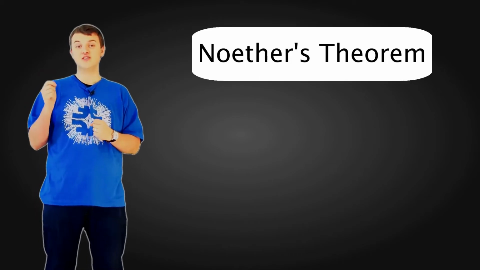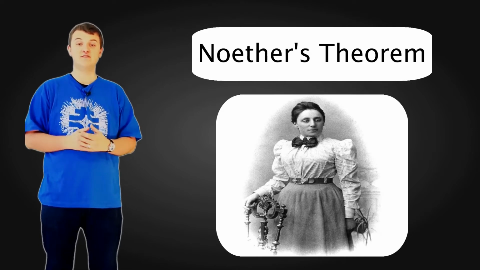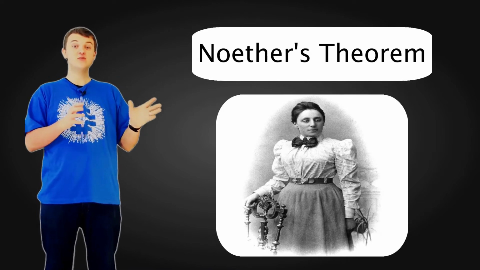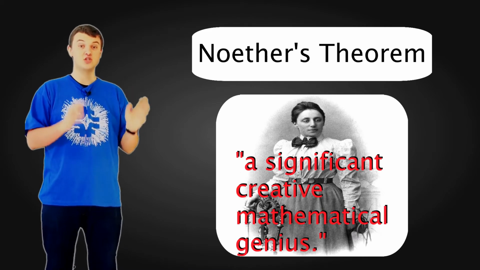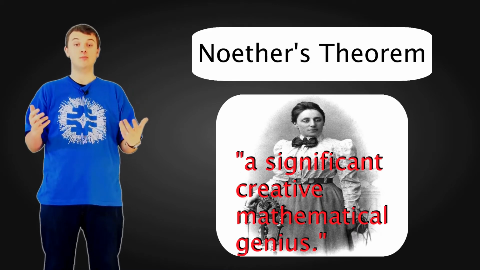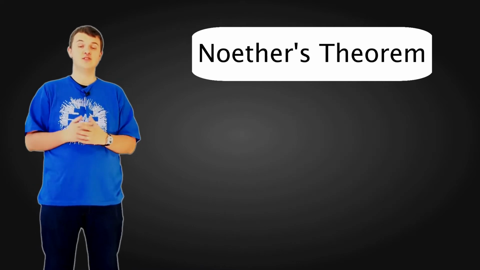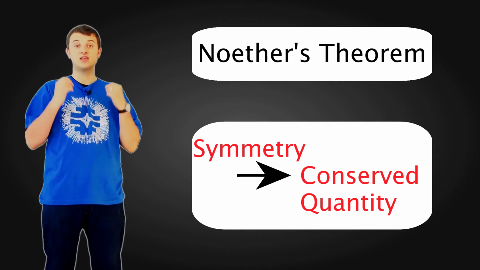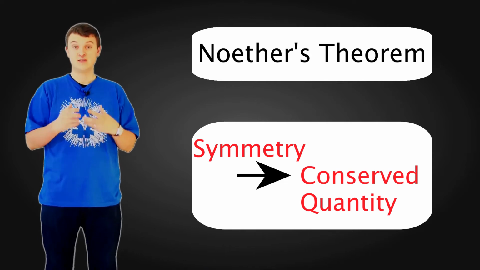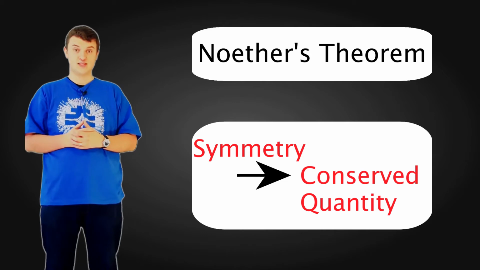Well, the reason is because of something called Noether's theorem, named after Emmy Noether, who proved it in 1915. Now, she was described by Albert Einstein as a significant creative mathematical genius, which is a pretty good compliment coming from him. In very simple terms, Noether's theorem says that if there's a symmetry in a system, then there must be a conserved quantity. And in fact, Noether's theorem gives us the tools to find what that conserved quantity is.